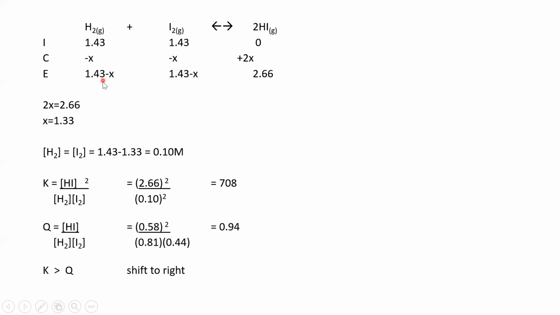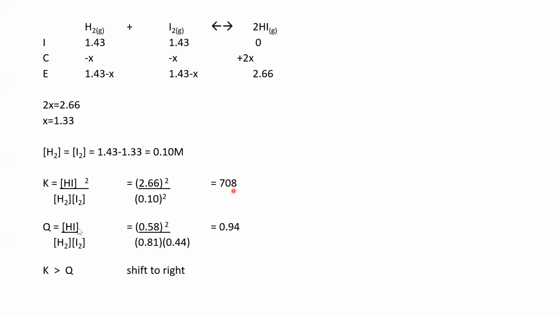So now we can figure out the equilibrium concentration for hydrogen and for iodine. They're going to be the same. 1.43 minus 1.33, so hydrogen and iodine at equilibrium are 0.10. Our K expression is products over reactants, raised to the power of the coefficient in the balanced equation. So 2.66 squared over 0.10 times 0.10. I just wrote it as 0.10 squared. That gives us 708, and there are no units for K.